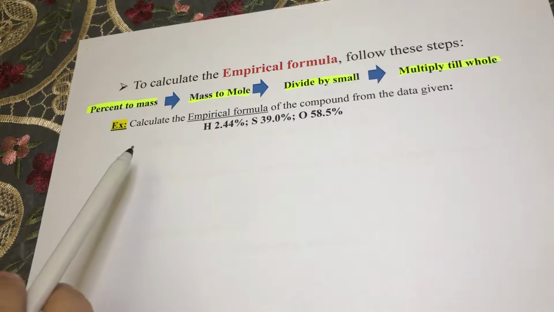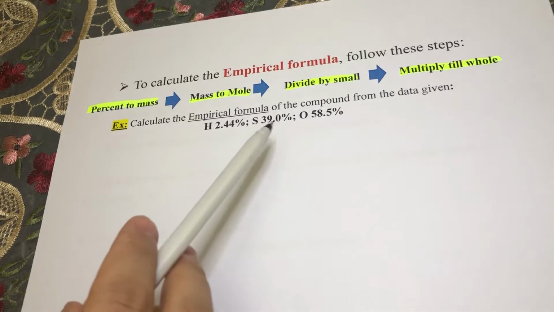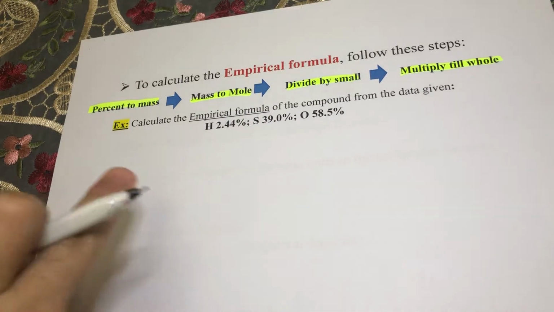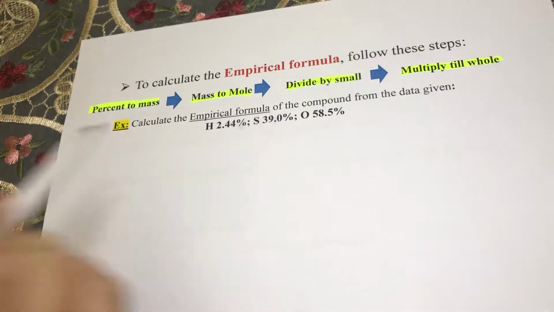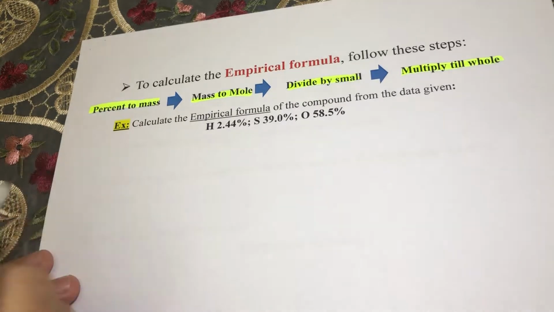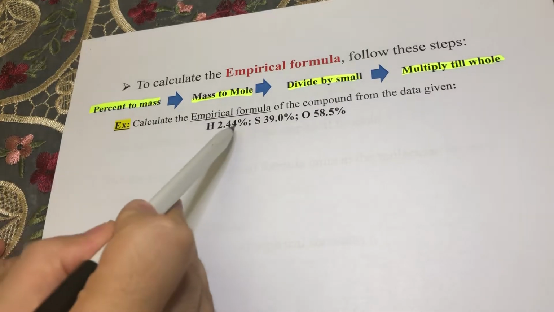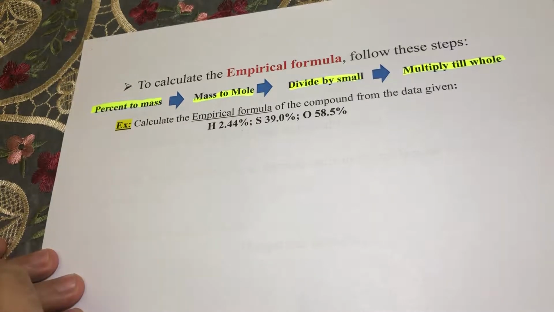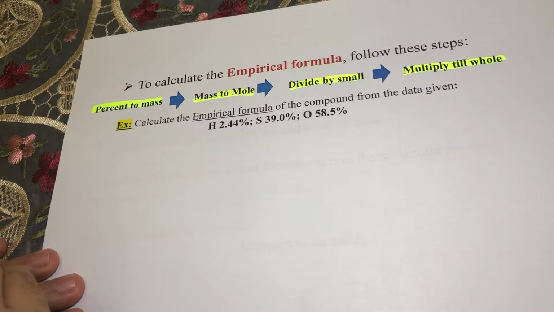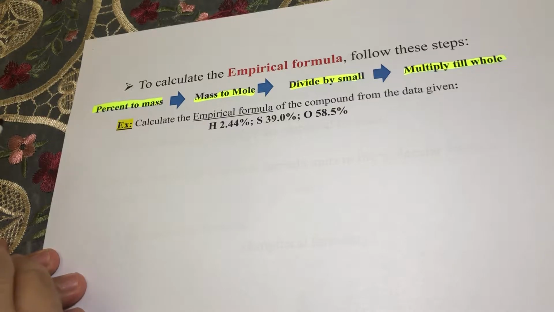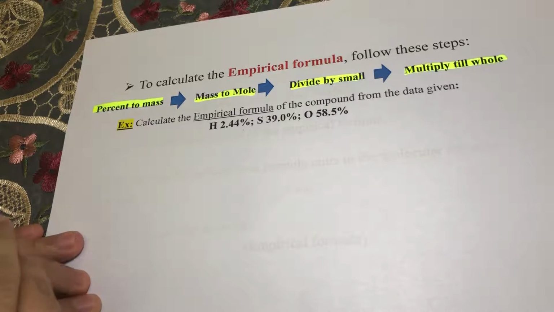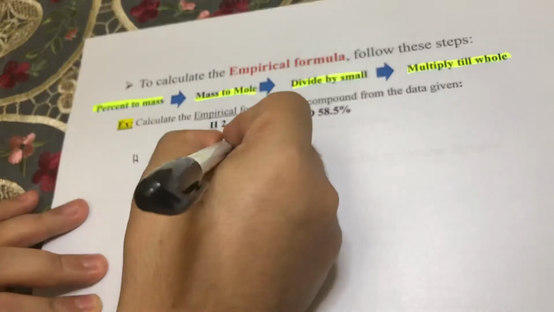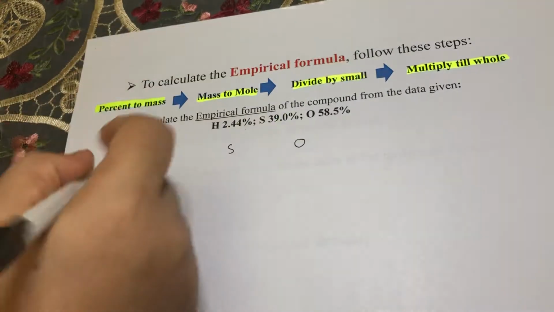Let's take this example. Calculate the empirical formula of the compound from the data given. We have the percent of hydrogen, sulfur, and oxygen. We follow these steps. First of all, we convert this percent to mass, and then calculate the number of moles for each, divide by small, and multiply till whole.